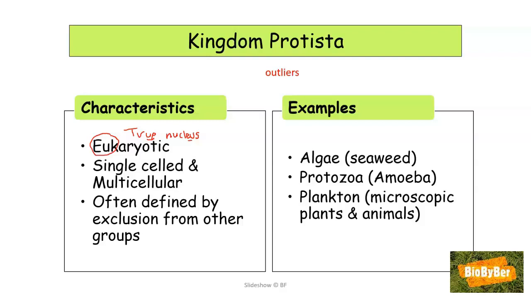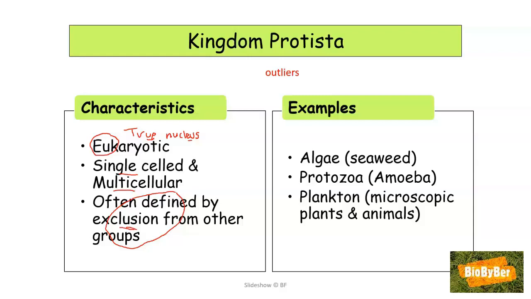You can learn about this in another video on prokaryotic and eukaryotic organisms. Now, the organisms that are grouped into kingdom Protista can be single-celled, but they can also be multicellular. But the main defining feature of the organisms in kingdom Protista is that they are excluded, or they don't belong to any other kingdom. So they're not a bacteria, they're not a fungus, they're not a plant, they're not an animal, so we will give them a home in kingdom Protista because they're excluded from all other groups.